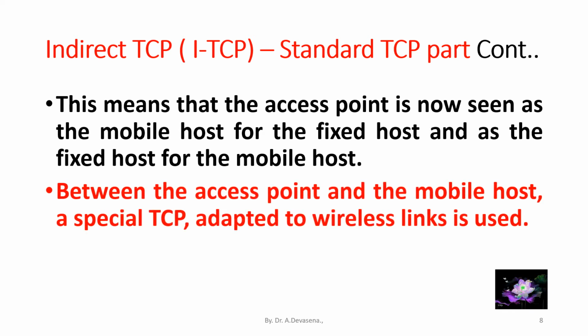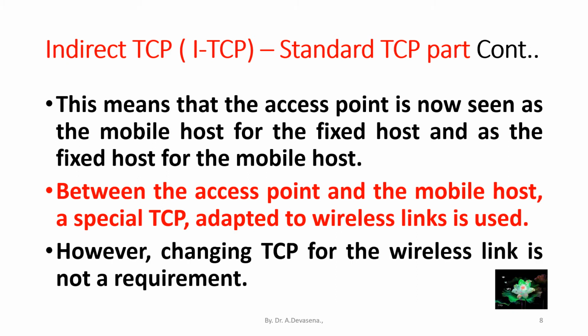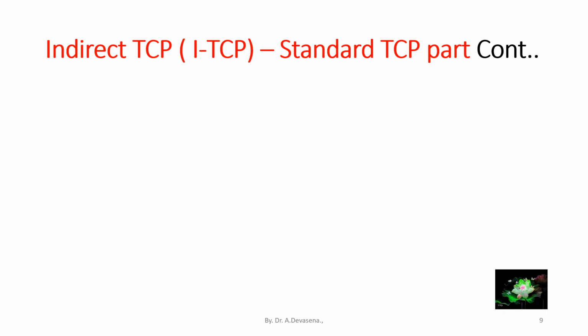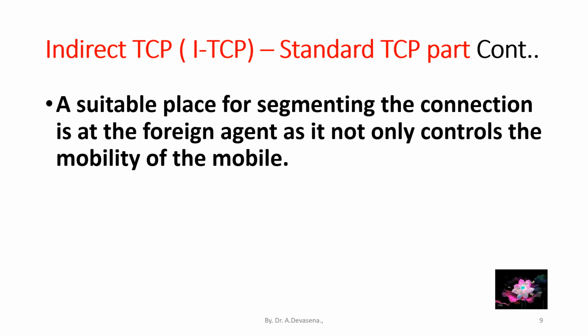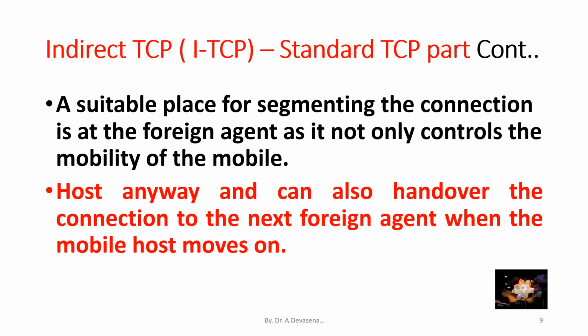Between the access point and the mobile host, a special TCP adapted to wireless links is used. However, changing TCP for the wireless link is not a requirement. A suitable place for segmenting the connection is at the foreign agent, as it not only controls the mobility of the mobile host anyway and can also hand over the connection to the next foreign agent when the mobile host moves on.